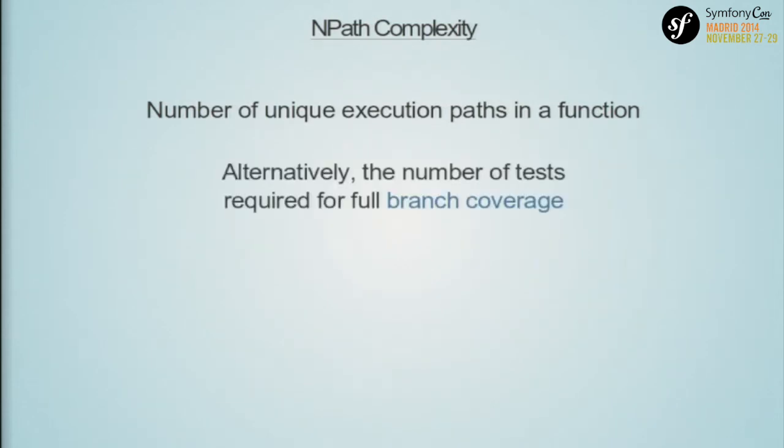But this is more relevant to us as software developers if we're writing unit tests. If you're not writing tests, then who cares? But with NPath complexity, if I have a higher NPath complexity, that means I need more unit tests to cover all the different things that my function might do. So your goal as a software developer should be to write as few tests as possible but still get good coverage. So you should aim to keep this number small if possible.